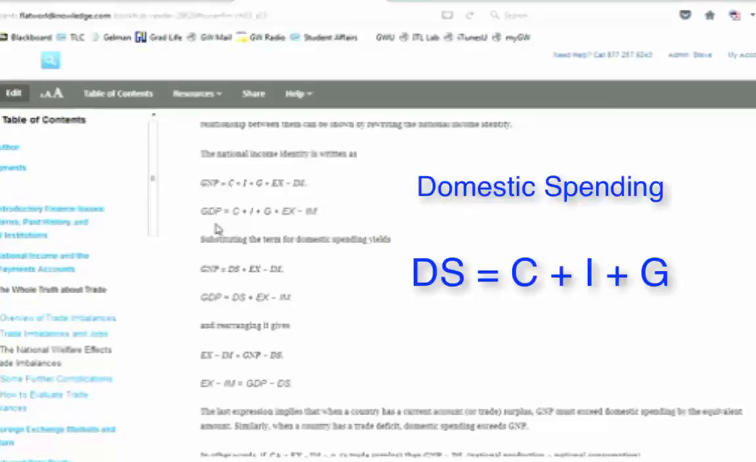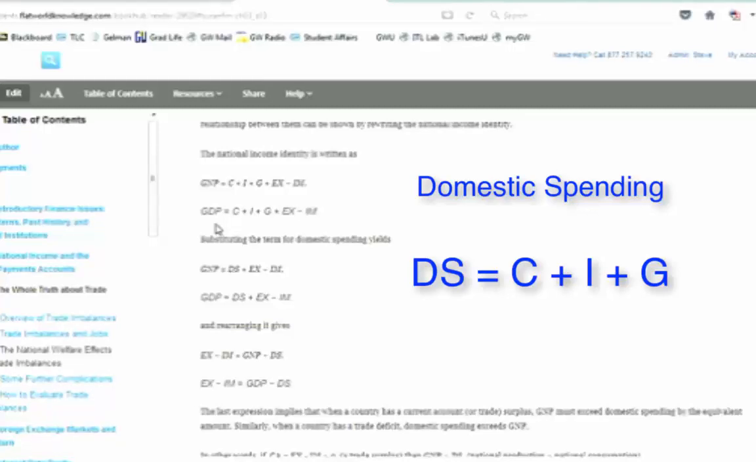Now, here I want to draw the distinction and carve out of this identity this middle segment of C plus I plus G. And I want to think about and interpret this particular component and name it something else. The thing I'm going to name it is domestic spending, or DS for short.